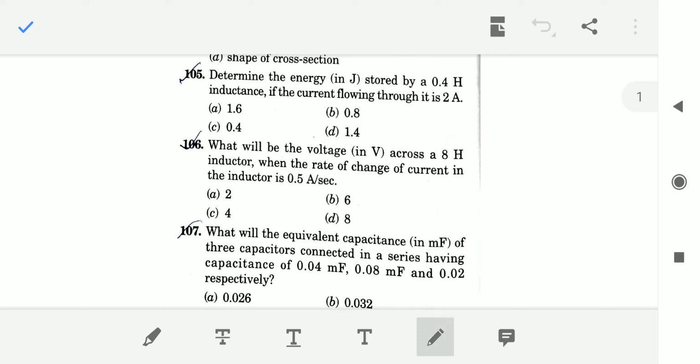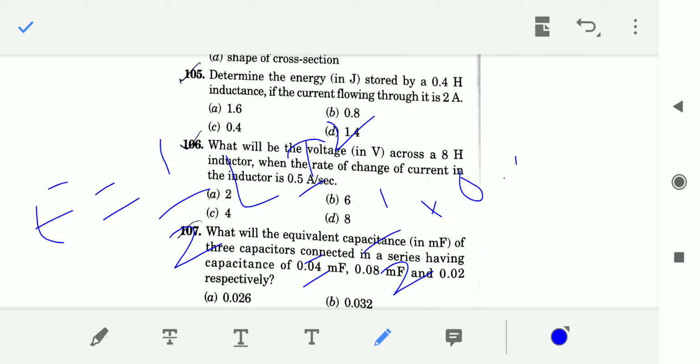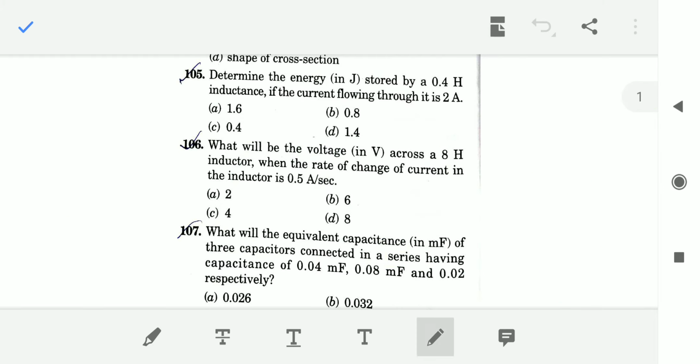Okay, so then what is the energy formula, sir? E is equal to half L I square in the inductor. So that is equal to what? Half into L is how much, sir? 0.4 into I square, that means 2 square, that is 4. So 2 into 0.4 is 0.8 joules. Okay, so option B is right.